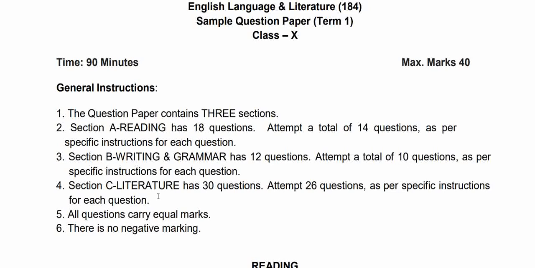Then you have literature. Out of 30 questions, you need to attempt as many as 26 questions as per the specific instructions for the questions. All questions carry equal marks, that is 1 mark each. There is no negative marking. Now, as far as this 1 mark is concerned, we'll come to it as we calculate the weightage. Try adding this 14 with 10, you get 24, and when you add 24 to 26, you get your score 50, but your marks should be about 40.